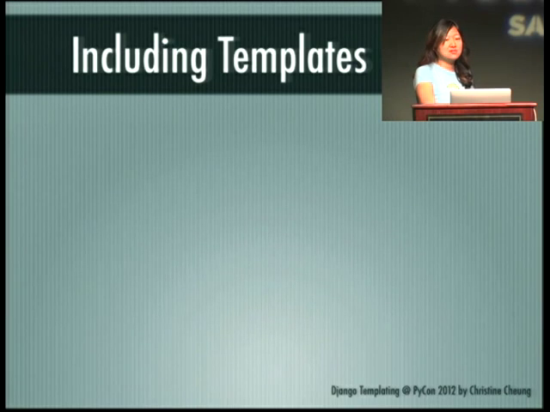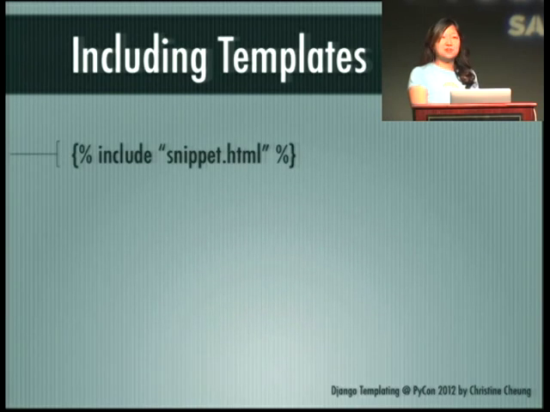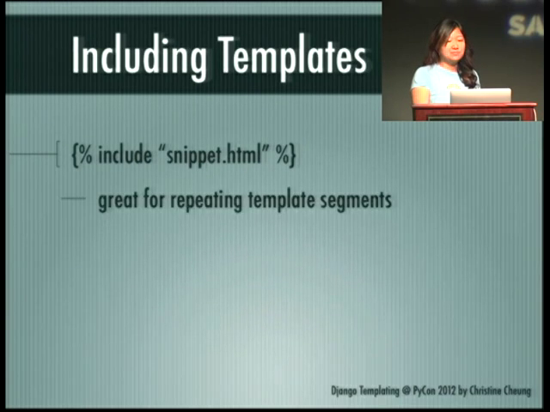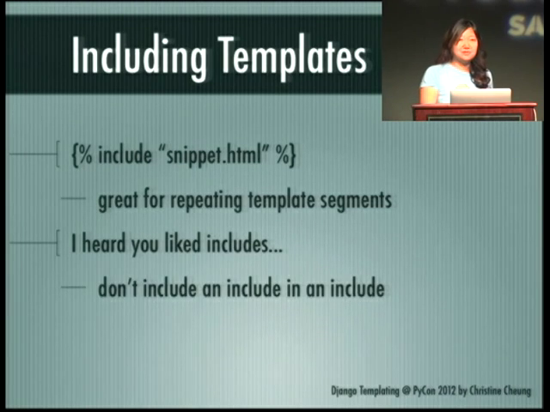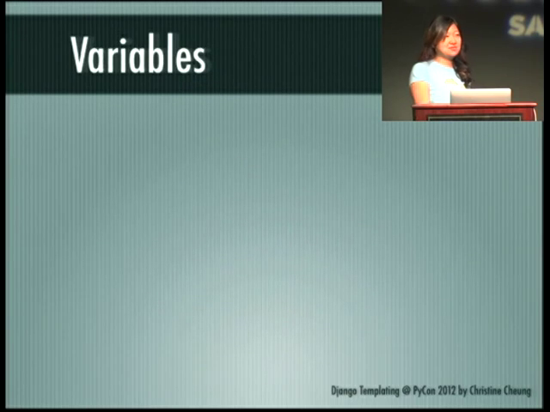Including templates. What's nice about Django, it's DRY, don't repeat yourself, so if you have a repeating segment, repeating templates, include them. Well, I heard you like includes, so I put includes in your includes in your includes. Some people do this. Don't do that. Try to use fewer includes, only when you really need them, because what happens if you have an include, and then that includes that, I don't know, variables.